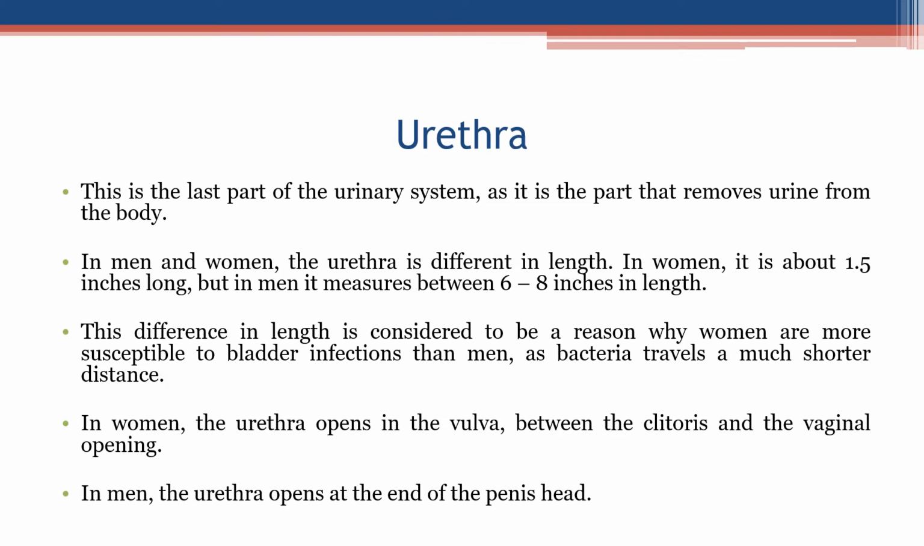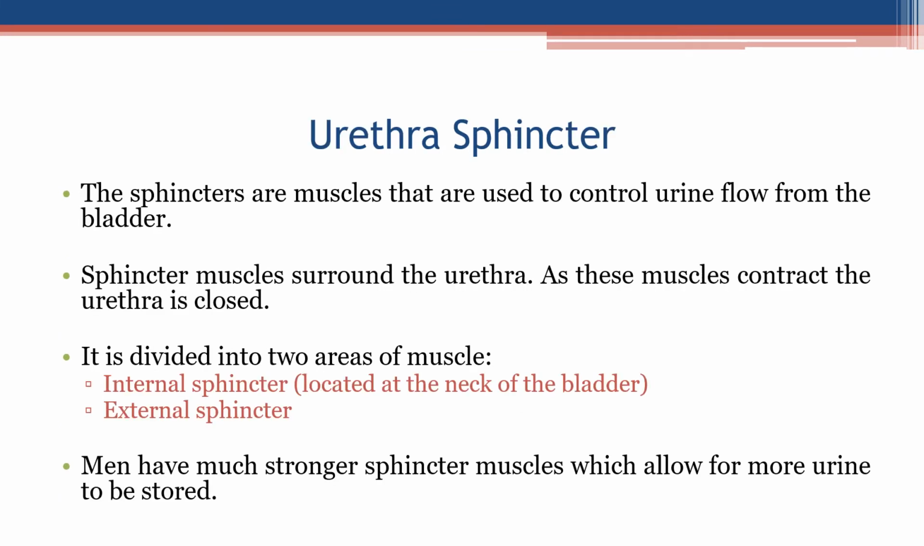In men and women, the urethra is different in length. In women, it is about 1.5 inches long, but in men, it measures between 6 to 8 inches in length. This difference in length is considered to be a reason why women are more susceptible to bladder infections than men, as bacteria travel a much shorter distance. In women, the urethra opens in the vulva, between the clitoris and the vaginal opening. In men, the urethra opens at the end of the penis head. Urethra sphincter.